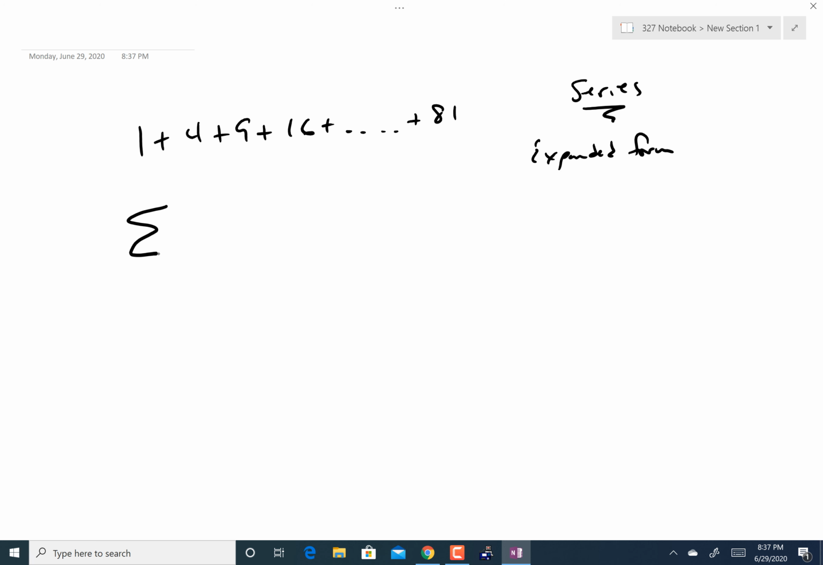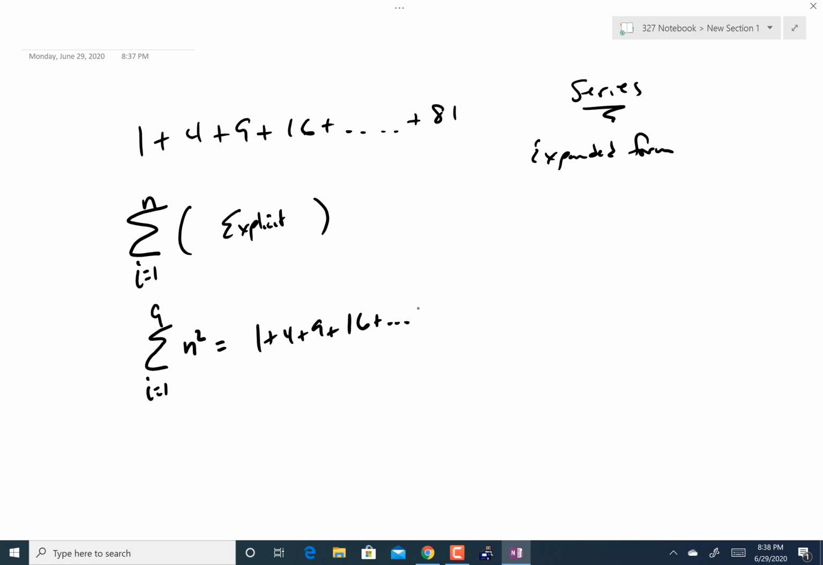We could also write this in what's called sigma notation. Okay? To do that, you would need to have i goes from 1 to whatever n is. And then in here is where your explicit formula goes for your sequence. So in this case, it looks like it's n squared, yes? So I'm going to take this sum. i goes from 1 to 9 of n squared. This is the same as going 1 plus 4 plus 9 plus 16 plus ... plus 81. They are the same. So sigma notation versus expanded notation.